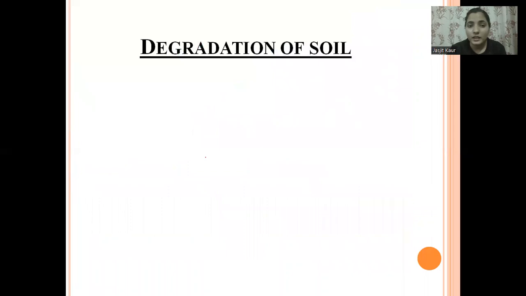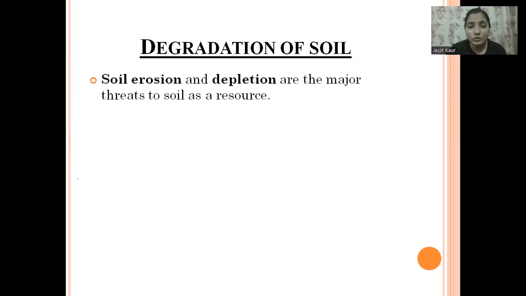Now first, let me explain to you the meaning of degradation of soil. Degradation means that the quality of the soil starts declining or deteriorating day by day. This degradation of soil is caused by two factors, that is soil erosion and depletion. In soil erosion, as we saw in the previous slide also, the top layer of the soil starts eroding down. The top layer of the soil has all the minerals and nutrients that are important for the fertility of the soil. So when this top layer starts eroding down, it causes degradation of the soil.